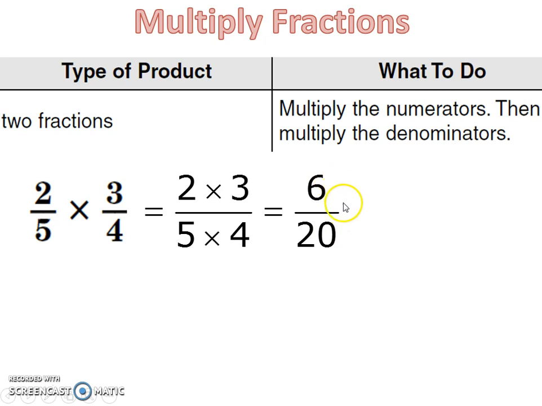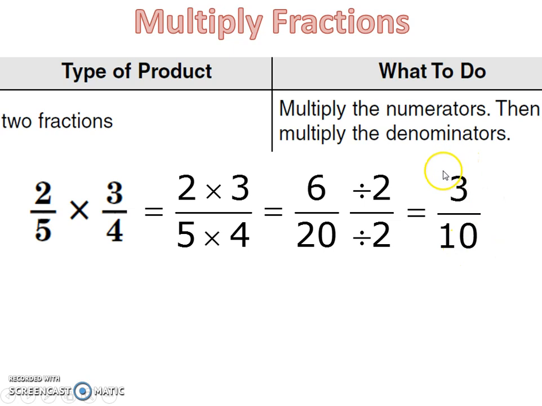To simplify 6 over 20, you would divide by their greatest common factor of 2. 6 divided by 2 is 3, and 20 divided by 2 is 10. Their greatest common factor is 1, so it cannot be simplified any further. Therefore, your answer is 3 over 10.